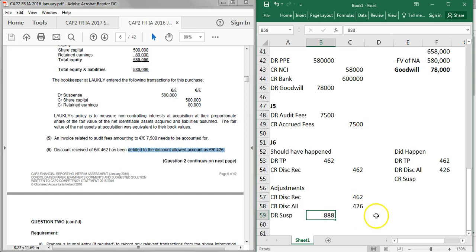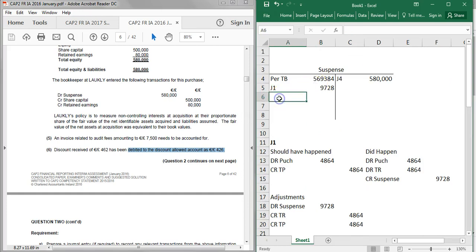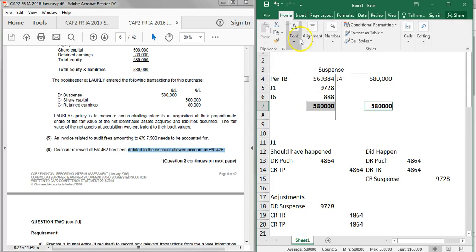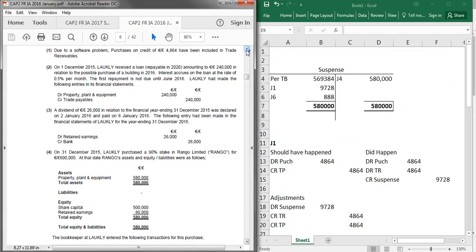So based on those then, we have the final entry into the suspense account. And again, the nice thing about these is you should know if the answer is correct or not. So on this side, if I tot them up, I have 580,000, and likewise here. So both sides of my suspense account tot to 580,000, that tells me I'm correct, because you want to clear out the suspense account at the end of the question. So again, that was January 16 question 2, the interim assessment.